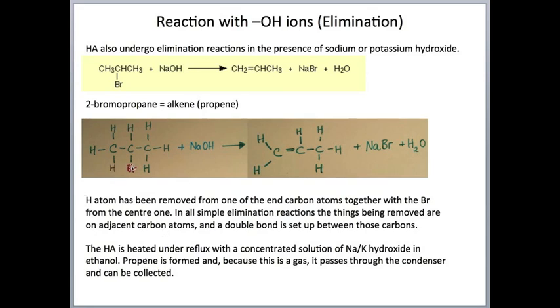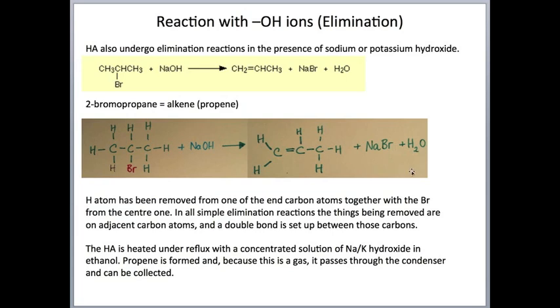So in this case, the bromine is attached to the central carbon, and this hydrogen is adjacent to the carbon where the bromine is attached. And this is represented here to show that the double bond will form between those two carbons, because we're losing the hydrogen from here and the bromine originally from here.